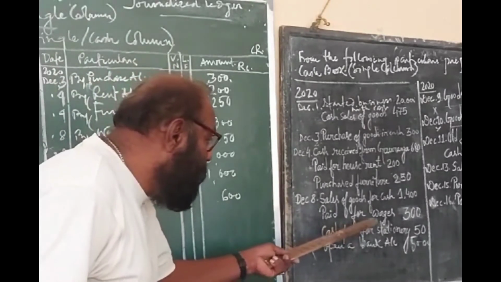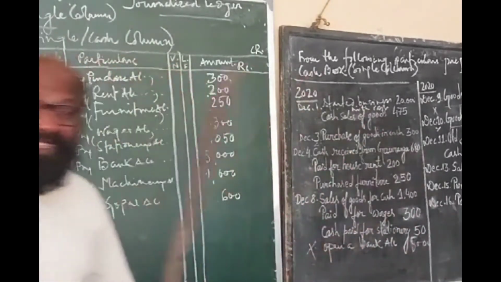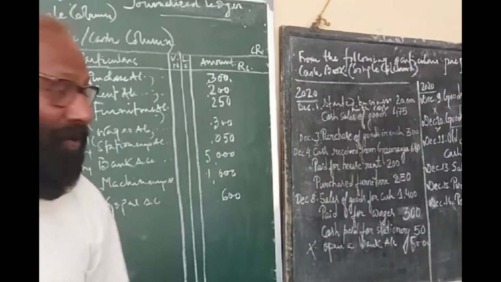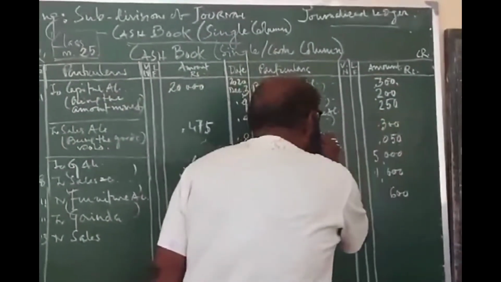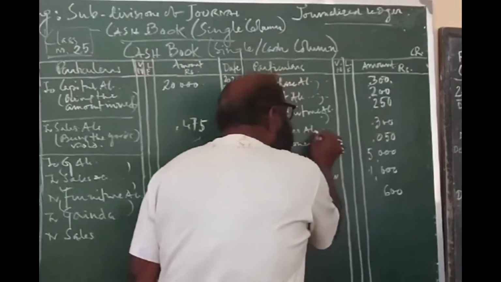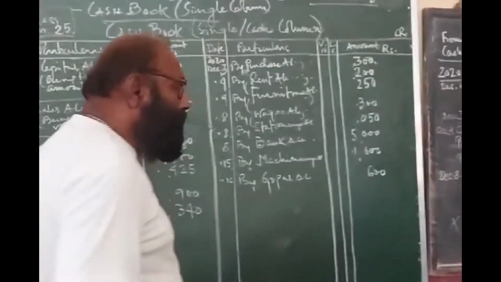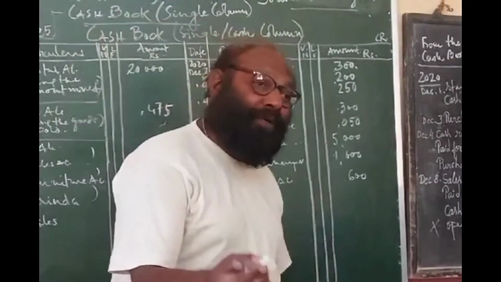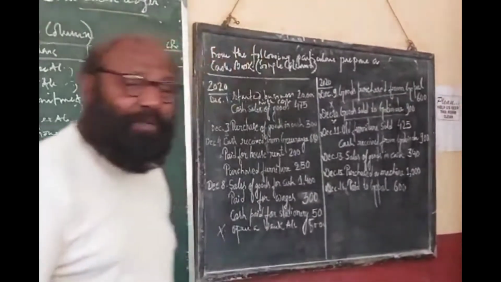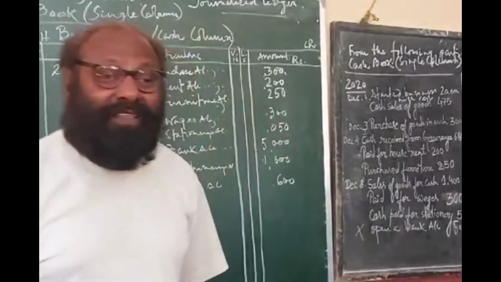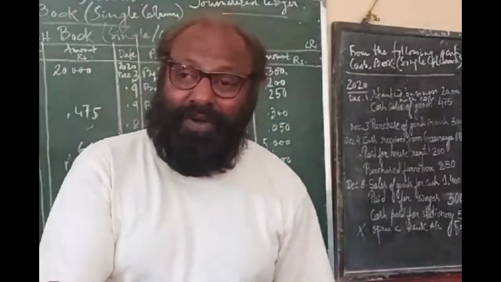Paid for wages. So it is wages account debit to cash. Wages should be debited, and cash should be credited. So on the credit side of the cash book we have written by wages, being the wages paid. Or you may write for the wages paid, for or being, whatever it may be. More or less, the practice whenever you are writing the narration is to use either being or for. Clear?